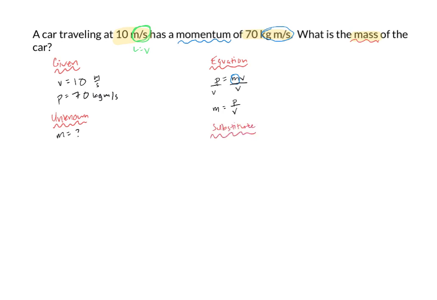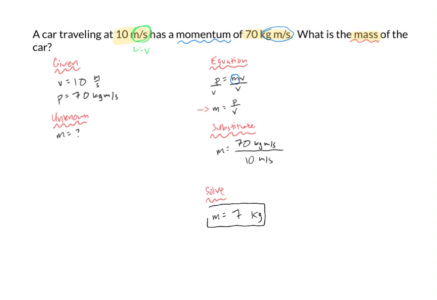And again, if you chose not to do this step up here, you may already be in the substitution step. And what I'm going to do is plug in numbers. So I get m is equal to momentum, which is 70, divided by velocity, which is 10 meters per second. And solving that out, either using a calculator or your head, you will get that the mass of your car is 7 kilograms. So this is probably a toy car, not a real car.